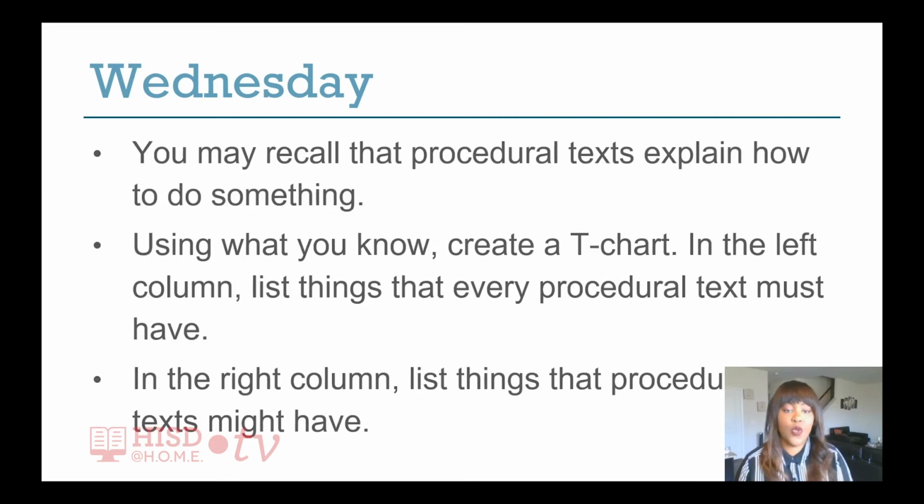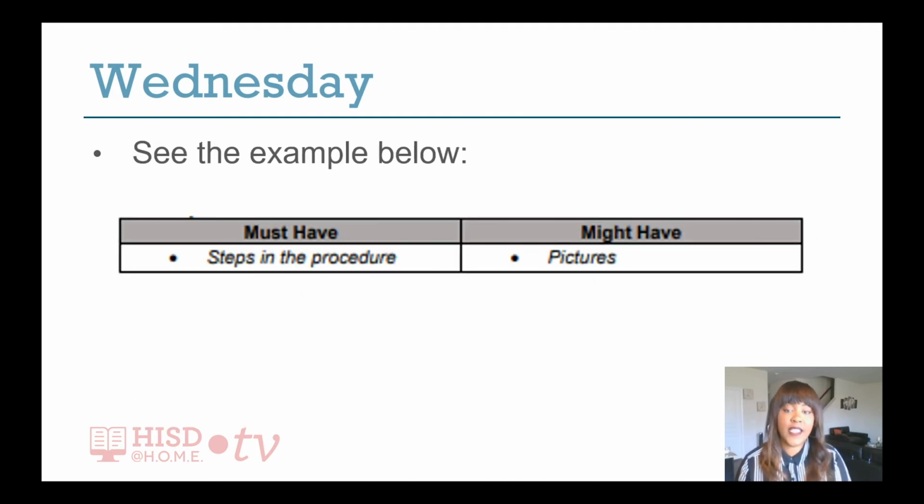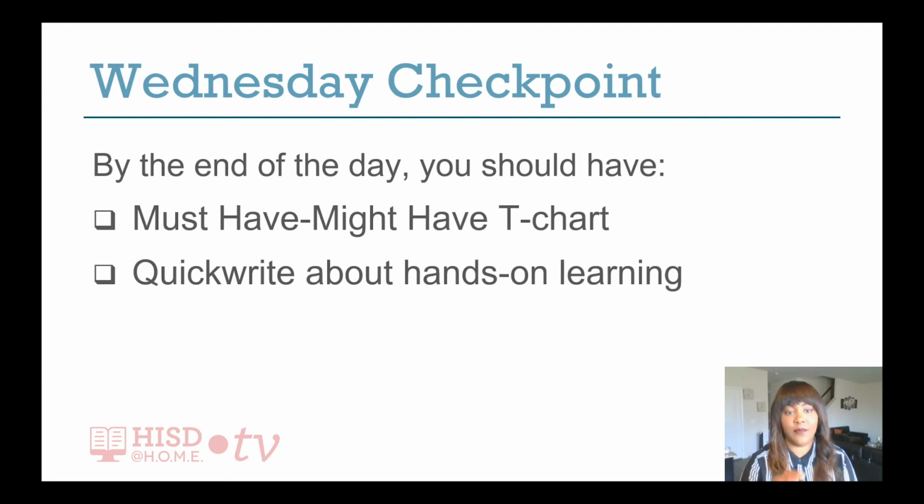You may recall that procedural texts explain how to do something. Using what you know, we want you to create a T-chart. On the left-hand column, list the things that every procedural text must have, and in the right column, list the things that procedural texts might have. This is an example of what that could look like. Must-haves on the left, might-haves on the right. By the end of the day on Wednesday, you should have a must-have, might-have T-chart as well as a quick write about hands-on learning.